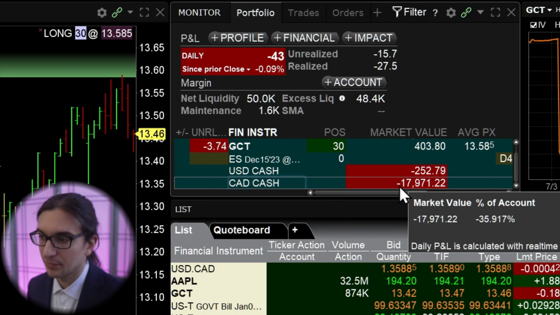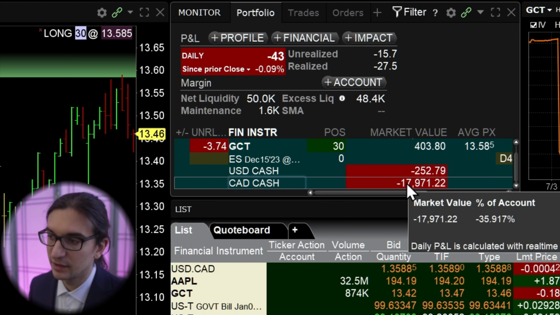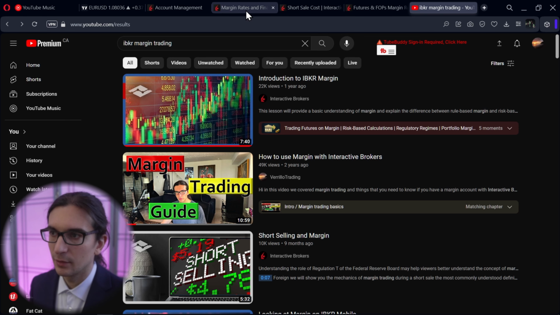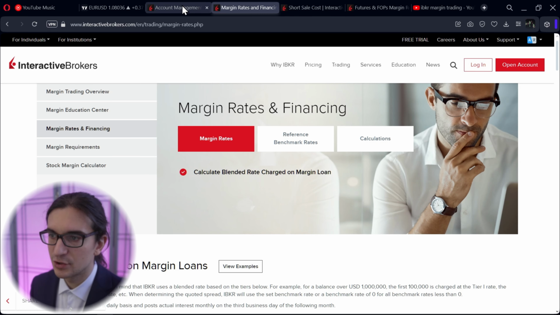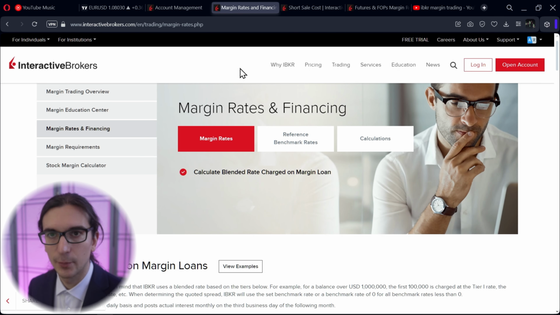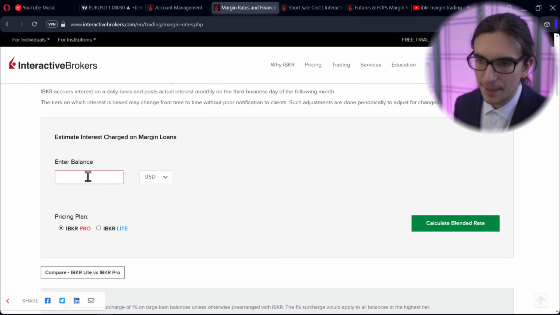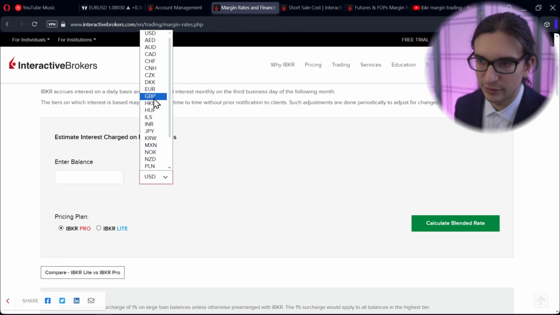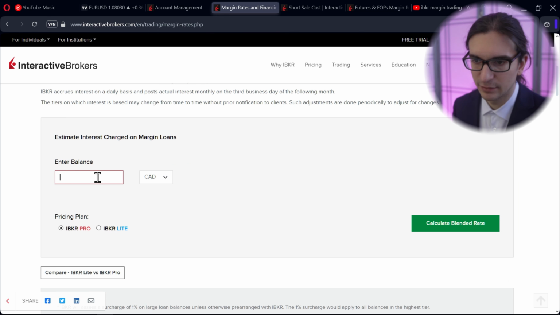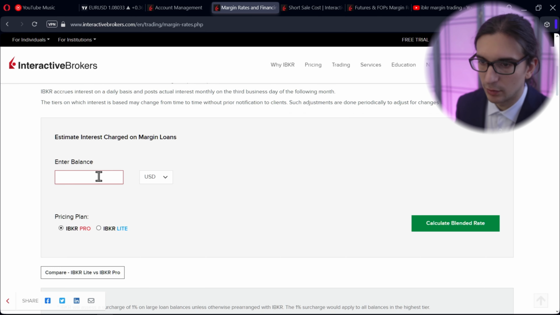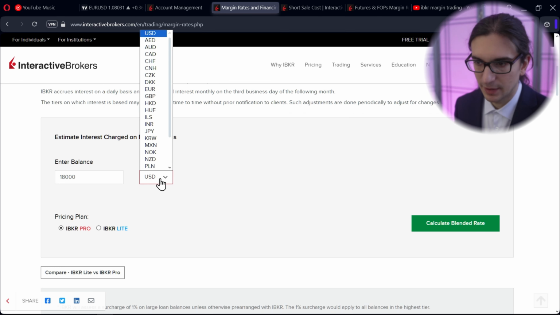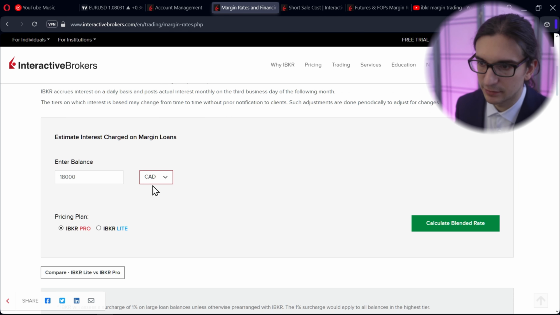So let's say I have negative 17,000, let's say it's $18,000 Canadian. You can go onto their website and just search the internet for Interactive Brokers margin, and you'll find this page right here, margin rates and financing. You scroll down and enter a balance in the currency that you have as a negative balance, and they will tell you what the interest rate is on that currency. So I'm going to scroll down, enter my balance, and change the currency to Canadian, because that's what it is.